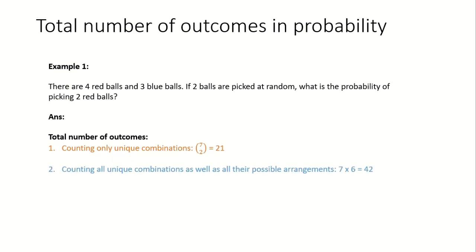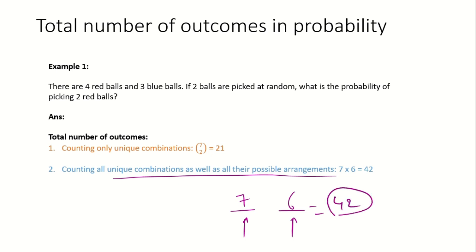Now, the other way of doing this is finding the unique combinations as well as their possible arrangements. Basically there are 7 balls, right? Any one of them can occupy the first place. Now we are left with 6 balls. So any one of the 6 can occupy the second place. So the total number of arrangements is 42. This is another way of counting all the possible outcomes.